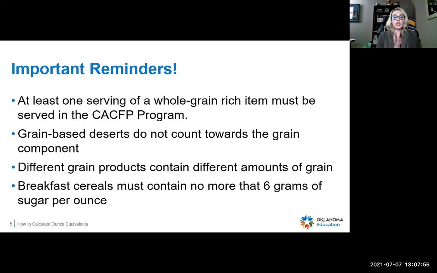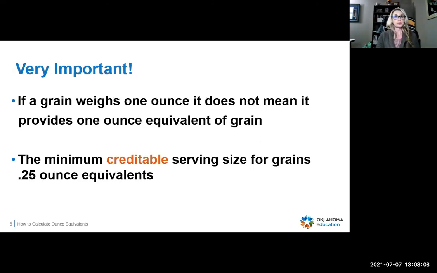And just a reminder, when you serve breakfast cereals, it can contain no more than 6 grams of sugar per dry ounce. Again, on CACFP, sugar is a big deal. You can't serve sugar items. So it is important that you understand that just because you have something that weighs 1 ounce does not mean that it is 1 ounce equivalent. And we'll talk about that. So if I had a muffin that weighed 1 ounce, that doesn't mean it's a 1 ounce equivalent. And again, we'll talk about it.